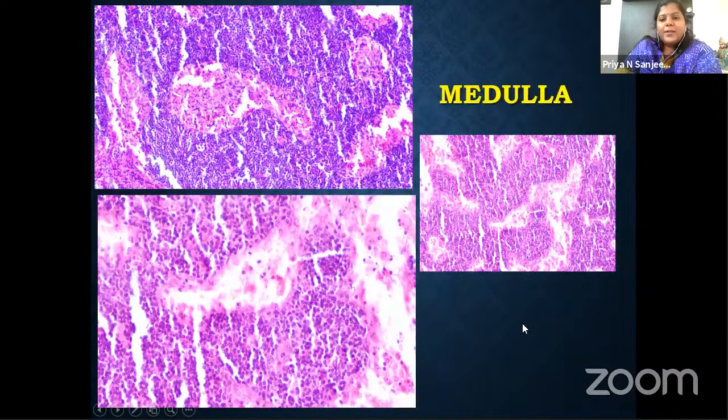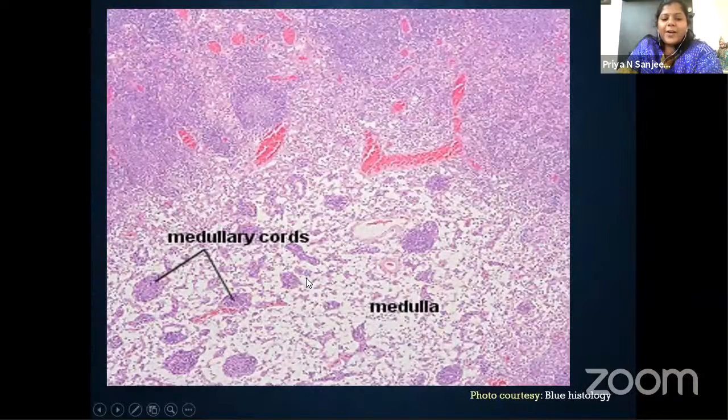The second important structure of the lymph node is the medulla. The medulla has medullary sinuses and medullary cords. Those sinuses are sometimes empty, sometimes filled with macrophages. The medullary cords are nothing but clusters of plasma cells and macrophages. Here you can clearly make out the sinus area and the medullary cords. This is again to show you the difference between the cord area and the sinus area. Cords are nothing but clusters of cells.